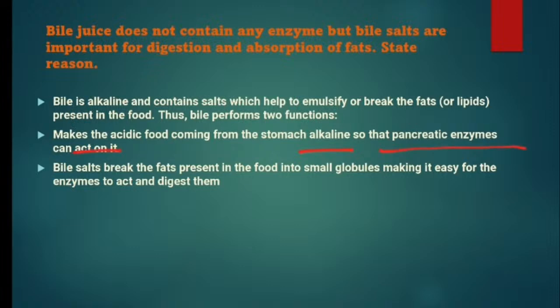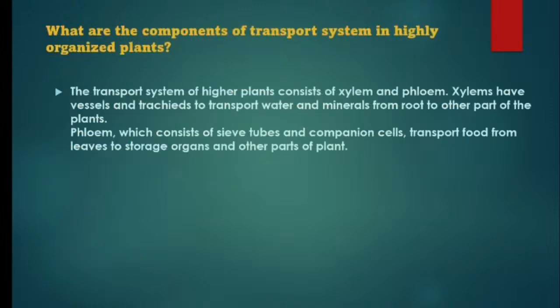Alright, and then bile salts break the fat present in the food into small globules so that it will be easy for the enzymes to act and digest them. So this also can be asked as a 2-mark question. One, it makes the food from acidic to alkaline so that pancreatic enzymes can act on it. And second one, it helps in the breakdown of fat to small globules so that the digestion is very easy. Okay. Moving on to the next question.